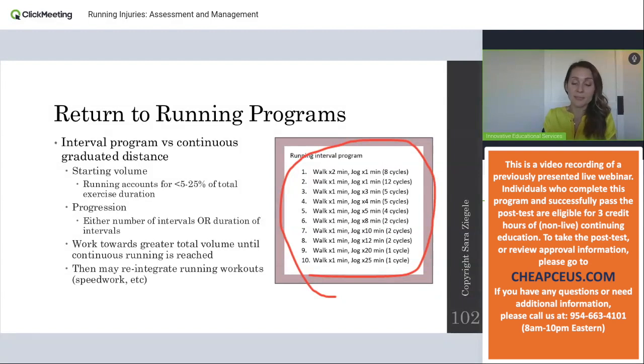Now, there might be some times where you choose a continuous graduated program instead of an interval. And I would typically recommend that for the person who isn't going to comply with an interval program. There are some patients who will have a really hard time integrating walking and who don't want to do a walk jog interval. If that's the case, truly your best program is going to be the one that the patient complies with. So in that case, a continuous graduated program can work. In that case, we're usually starting with a quarter mile and adding a quarter mile each run.